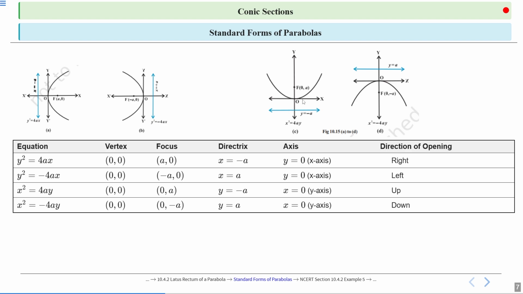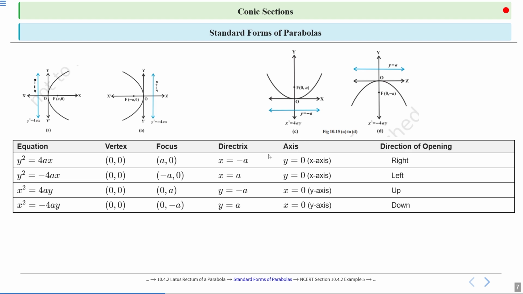So when in the standard equation of the parabola x square equal to 4 times ay, the coefficient of y is positive, then the parabola opens upwards.